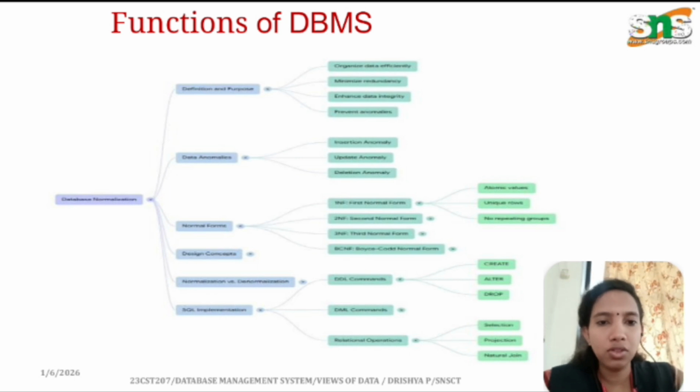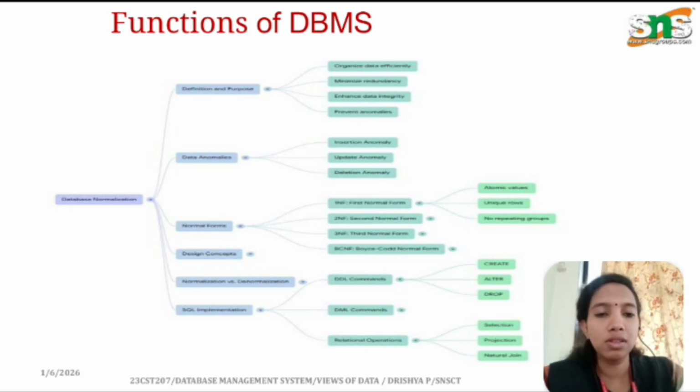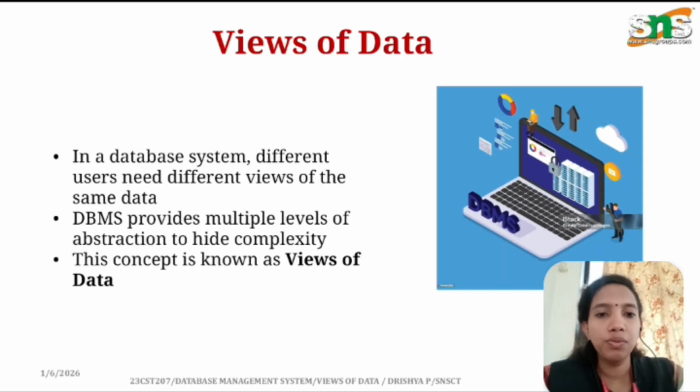And these are the functions of DBMS. This is a mind map of database management system. It covers the entire database management systems syllabus in this single image. Okay, so the first one is views of data.